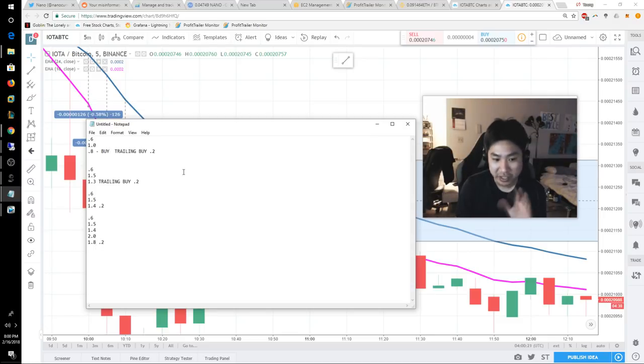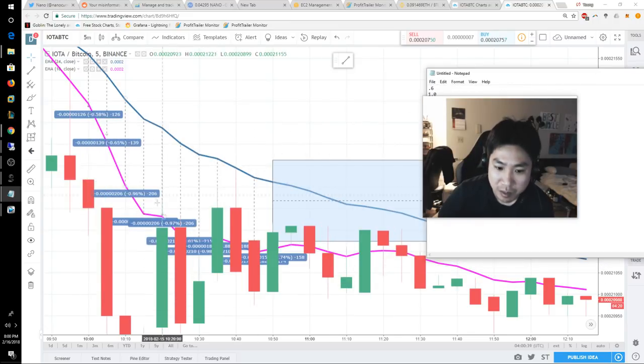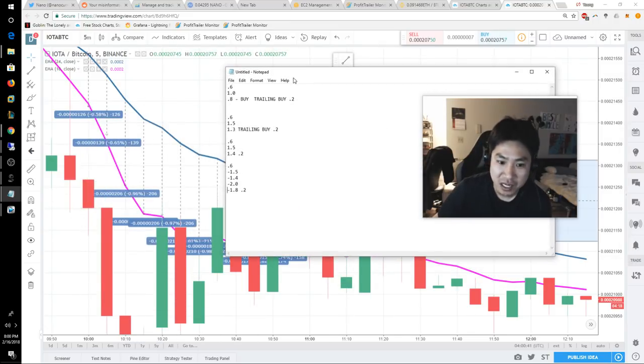So it establishes a new max every time. Okay? This is my new max. This was my max. But, you know, it didn't go down 0.2 from the max. And these are all in negative numbers too, right? So that's the difference. That's what I'm talking about in these lines. And that's how my EME strategy works.